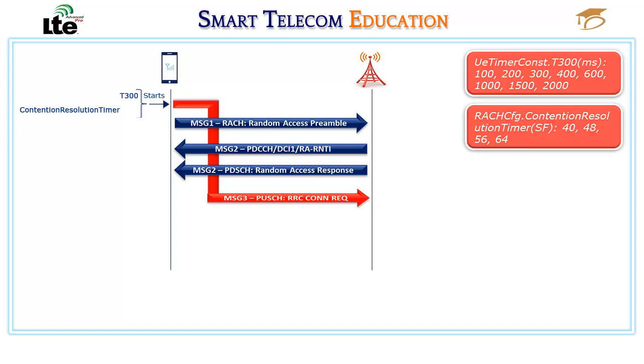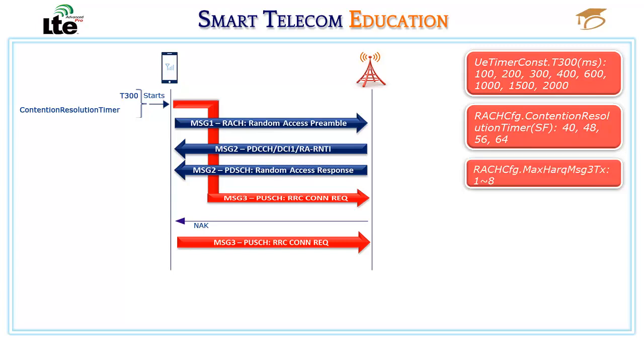When the UE starts the contention resolution timer, if a NACK is received from the eNodeB, the UE retransmits the RRC connection request message again. The number of retransmissions for message 3 can be adjusted by the max HARQ message 3 transmission under random access channel configuration. If message 3 is for a handover procedure, the max number of retransmissions is defined by uplink HARQ max transmission number under cell uplink scheduling algo.